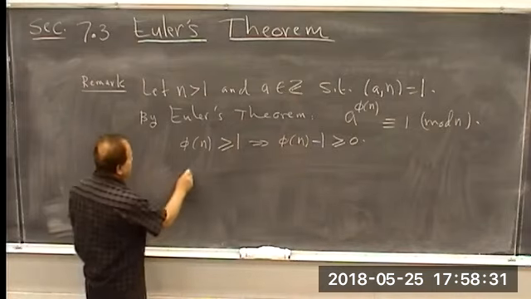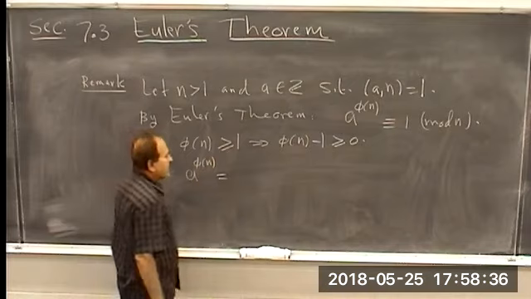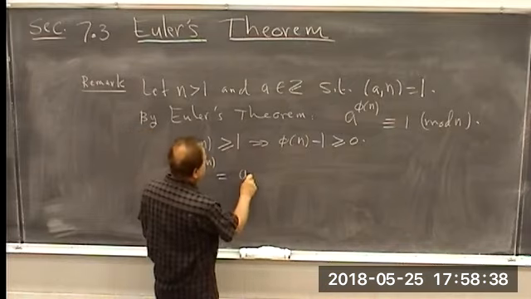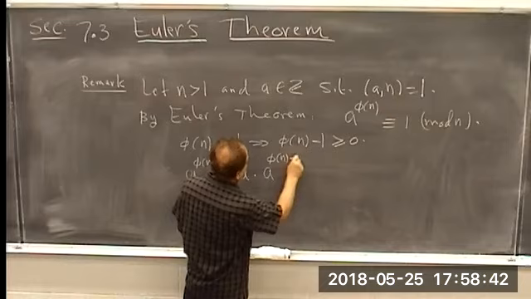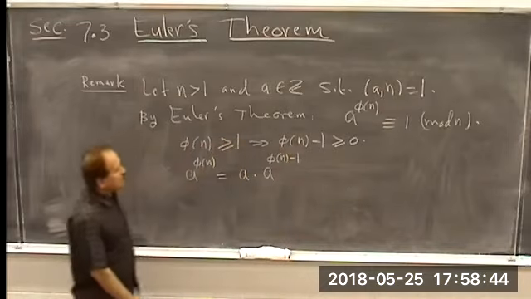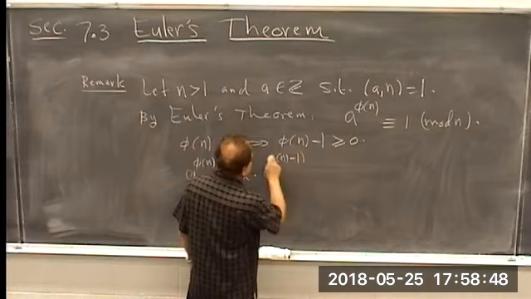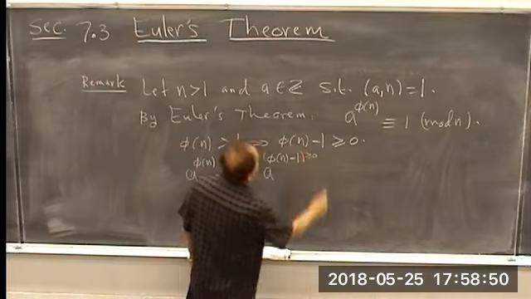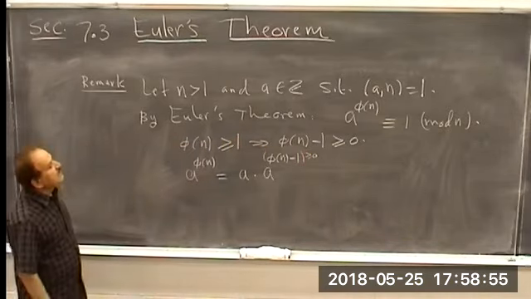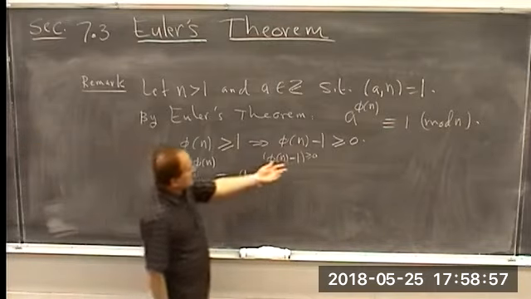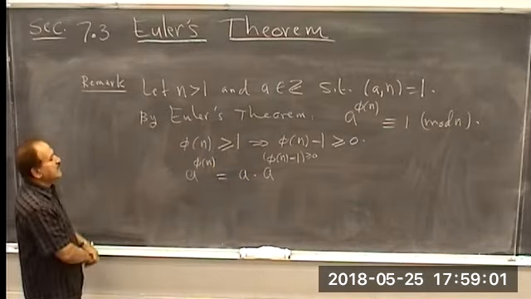Let's take this, a to the phi of n. I can write this as a multiplied by a to the phi of n minus 1. Now the new exponent on the a here is bigger than or equal to 0. So in other words, it's not a negative exponent. This makes sense: the worst it can be is equal to 1, if the exponent is equal to 0. So this statement is true.